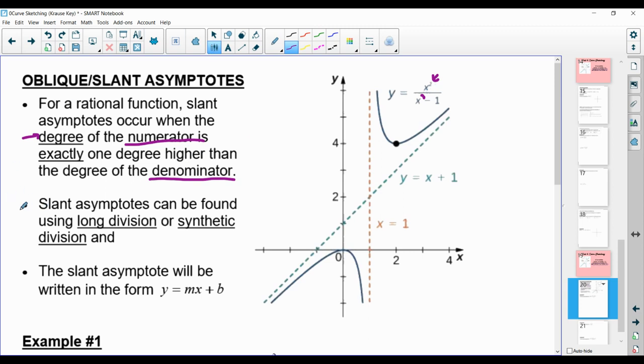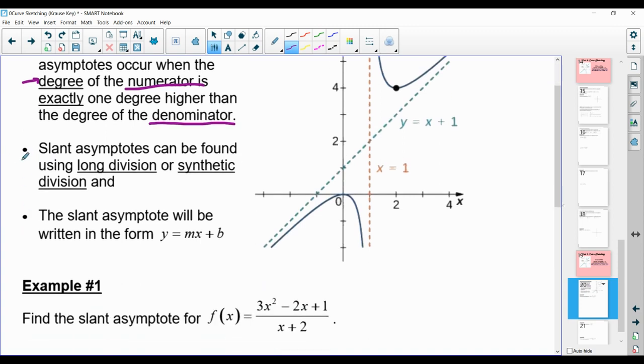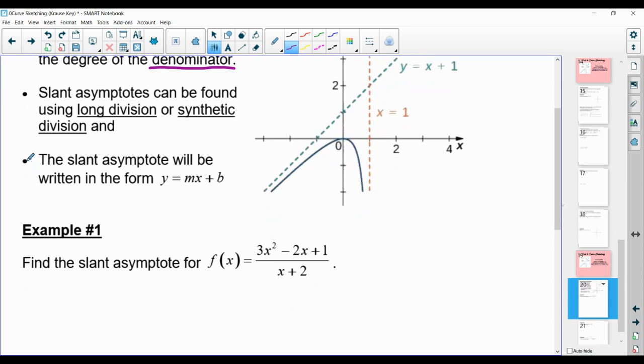Now, slant asymptotes can be found using either long division or synthetic division. I'll go through both examples. It does not matter to me which method you use. I'm guessing that most of you are quite comfortable with synthetic division from Math 30-1. So again, it doesn't matter which one you use, but I'll show you both examples. And then once we've done that synthetic division or long division, our final slant asymptote will be written in the form y equals mx plus b.